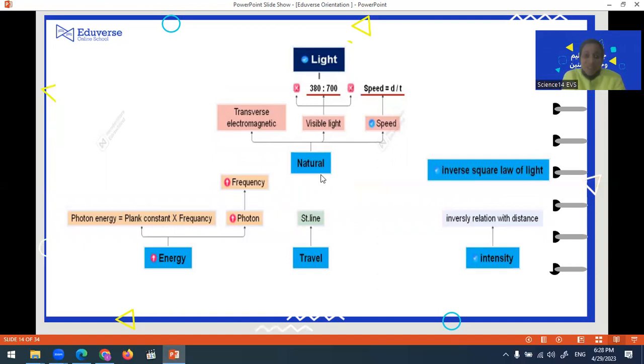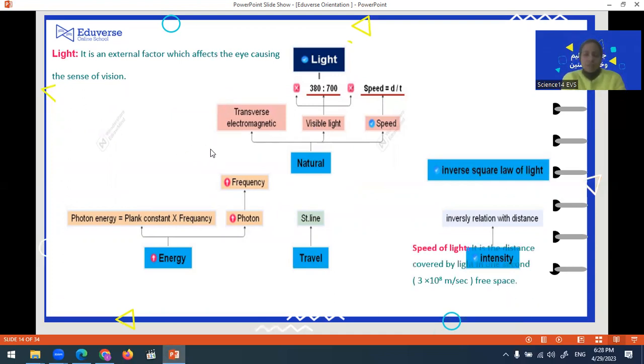What is the light? What is the nature of the light? First, I should know the nature of the light. It's transverse electromagnetic waves. Okay, type. It's the light. It's an external factor which affects the eye, causing the sense of vision. This is the light type.